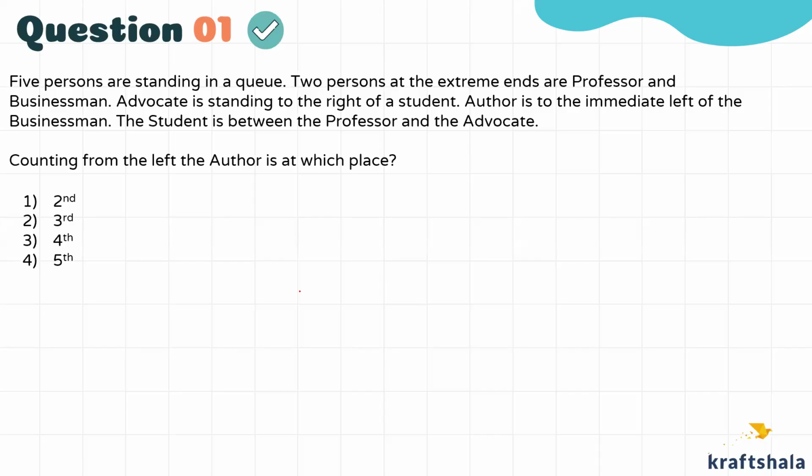All right, let's begin. So this one is pretty simple. There are 5 people. So I'll just mark the positions. 2 person at the extreme end are professor and businessman. Advocate is standing to the right of a student. Author is to the immediate left of businessman. So businessman is at the end. Professor is also at the end.